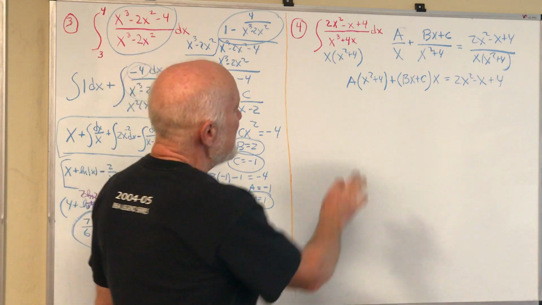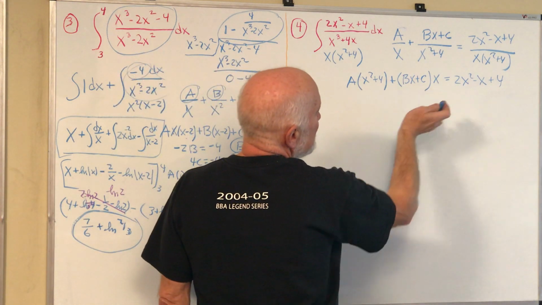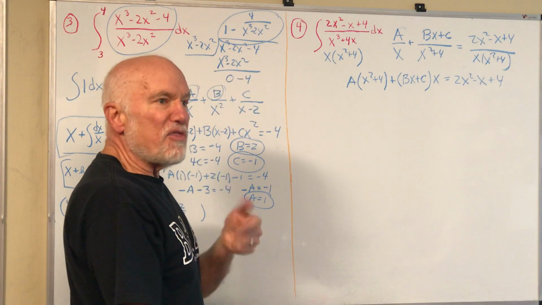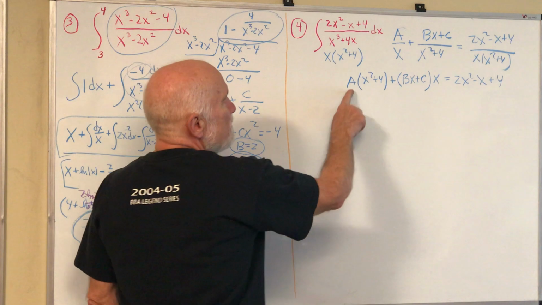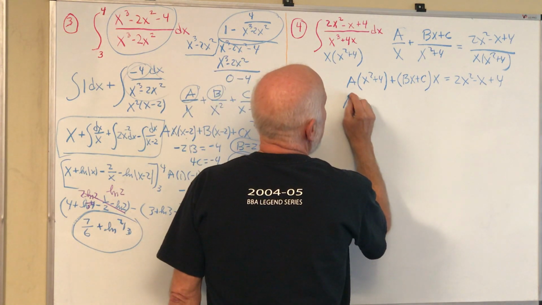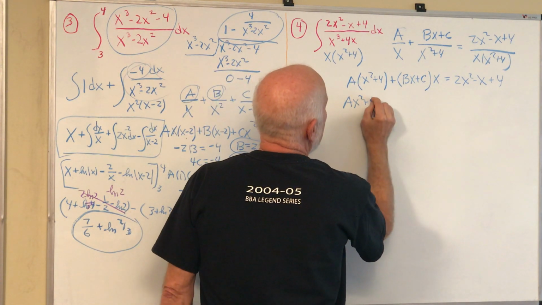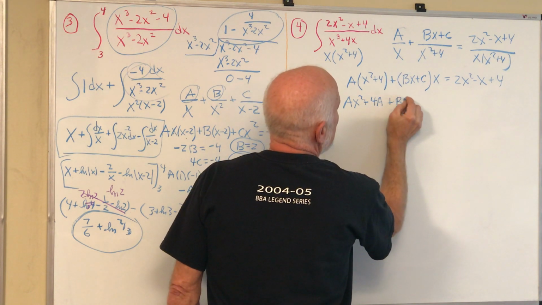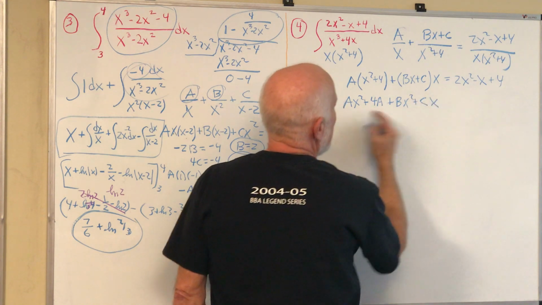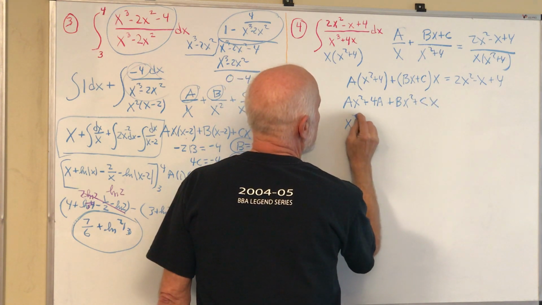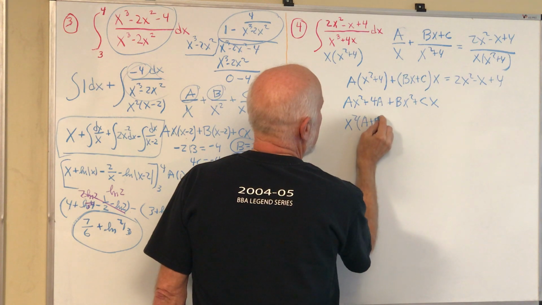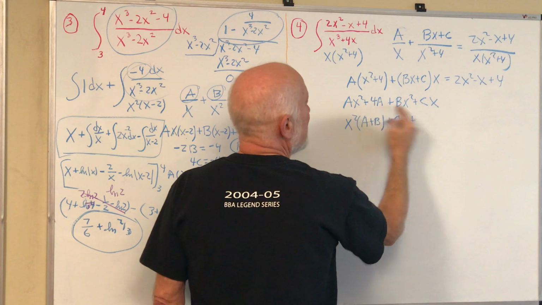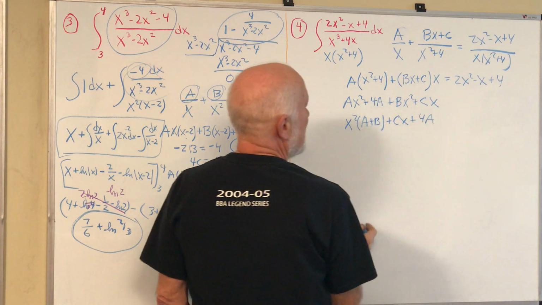Now this one isn't quite as convenient to find values of x to plug in here. So I'm going to show you another technique you could do. You could multiply this out, ax squared plus 4a plus bx squared plus cx, and then put all the x squared terms together, all the x terms together, and all the constant terms together.